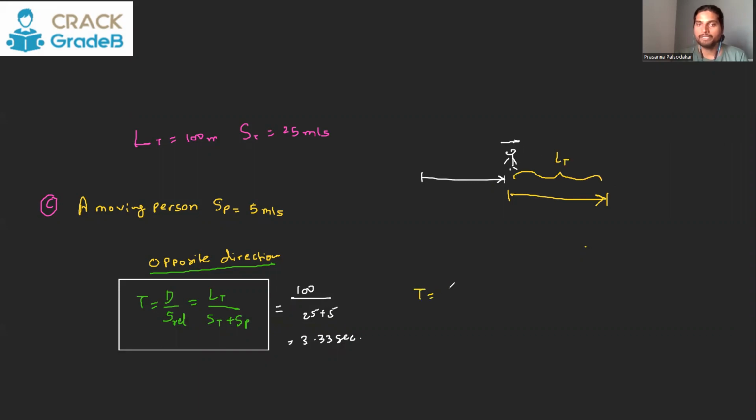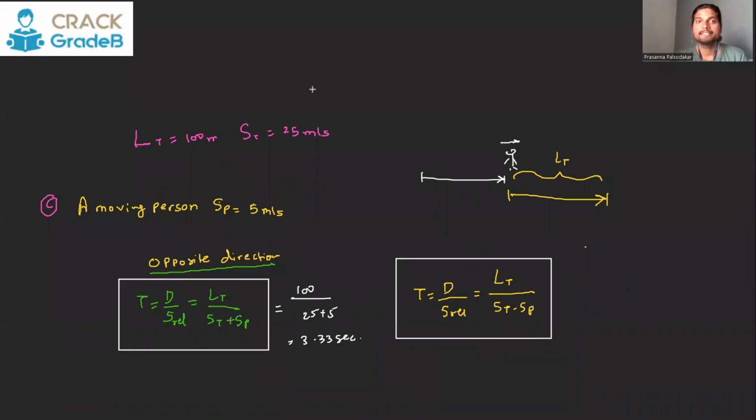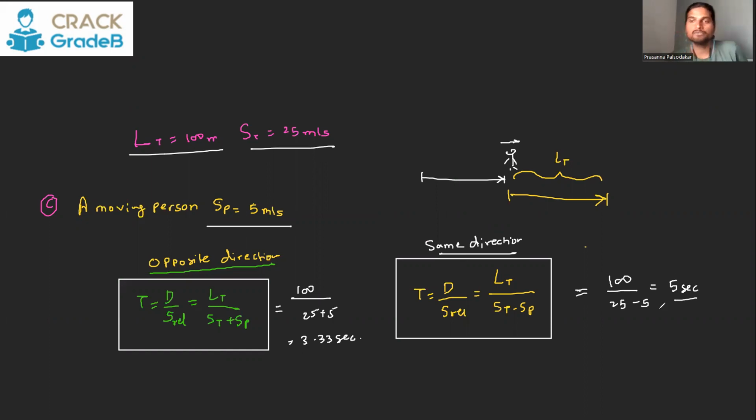So time taken in that case is going to be distance upon relative speed, because we assume the person to be steady. The distance will be the length of train, and the relative speed will be speed of train minus speed of person. Because objects are going in the same direction, there will be a subtraction of speed. So this becomes our formula in case they are moving in the same direction. If you are given the same figures, then you can just solve it. Length of train is 100, speed of train is 25, speed of person is 5. So 100 upon 20 is 5 seconds. So the answer in that case would be 5 seconds.